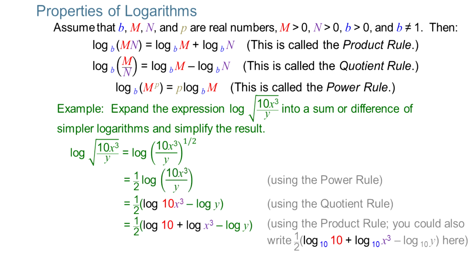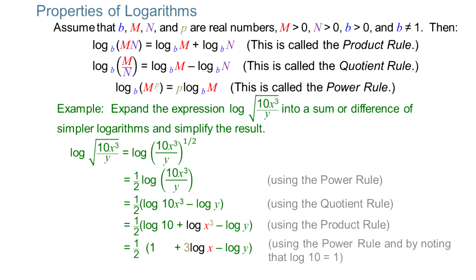Because 10x to the third is equal to 10 multiplied by x to the power of 3, I can use the product rule next. For my next step, I'll use the power rule to note that the common log of x to the third is equivalent to 3 multiplied by the common log of x. I'll also note that, because the common log of 10 tells you to ask yourself, 10 to what power gives me 10, I can simplify the log of 10 by writing 1. For my last step in this problem, I'll distribute the 1/2.